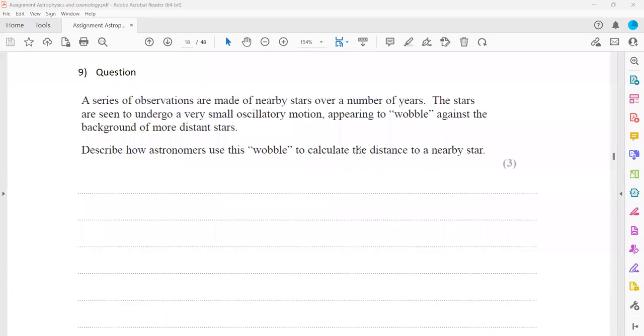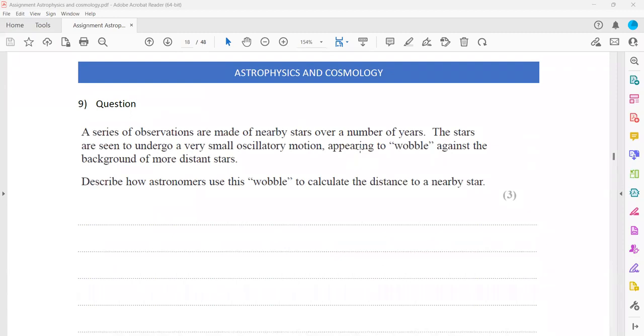Question 9 from the assignment related to astrophysics and cosmology. A series of observations are made of a nearby star over a number of years. The star is seen to undergo very small oscillatory motion, appearing to wobble against the background of more distant stars. Describe how astronomers use this wobble to calculate the distance of a nearby star.